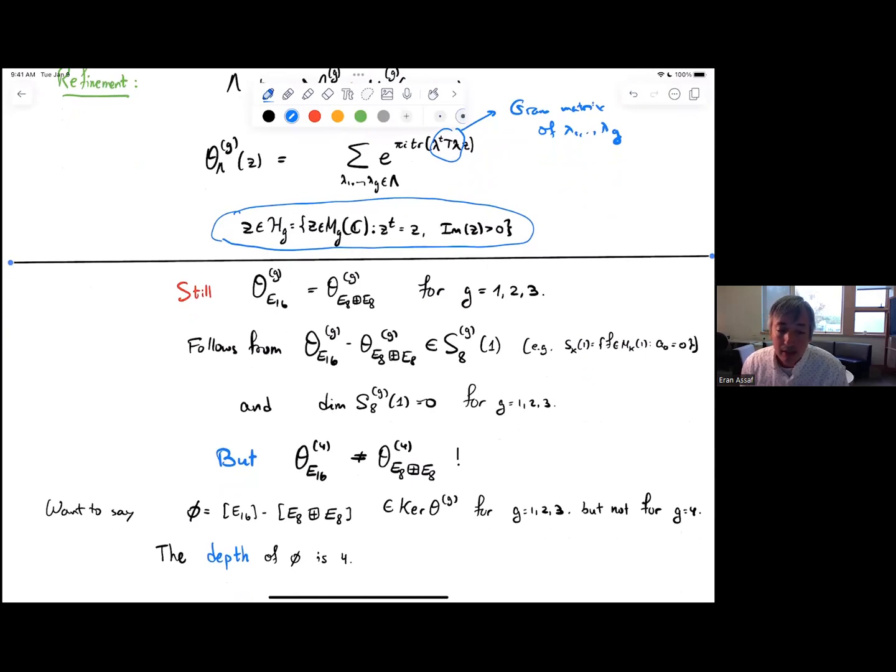And in such a case, I want to say that the depth of such a vector is 4. So it's how deep I have to go to actually see this vector when I apply the theta map to it.